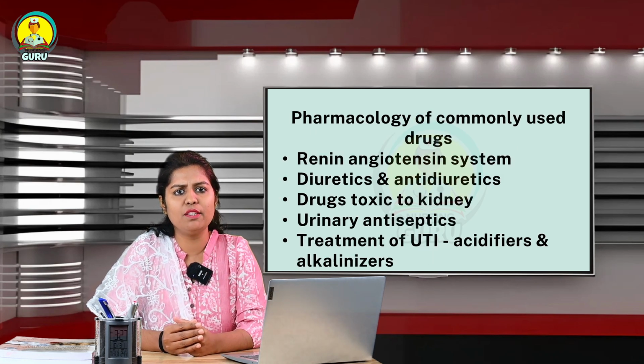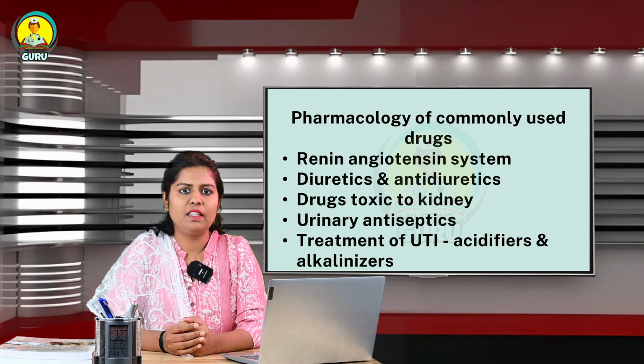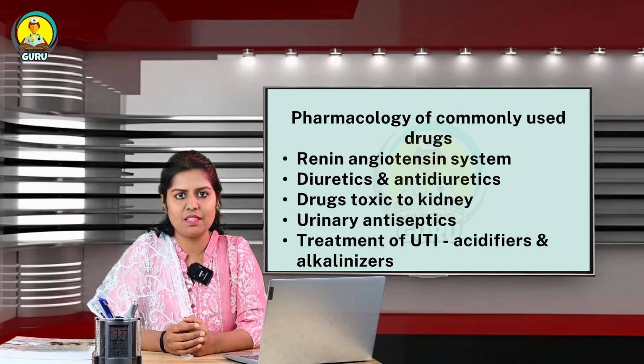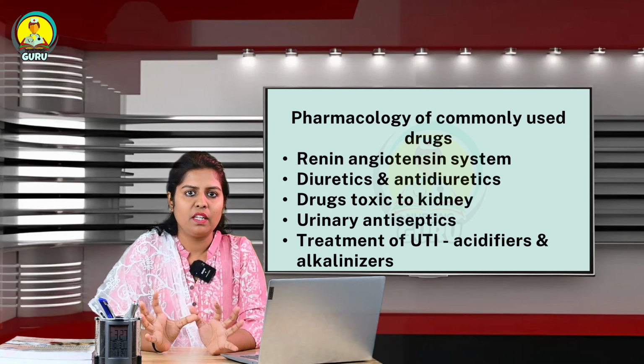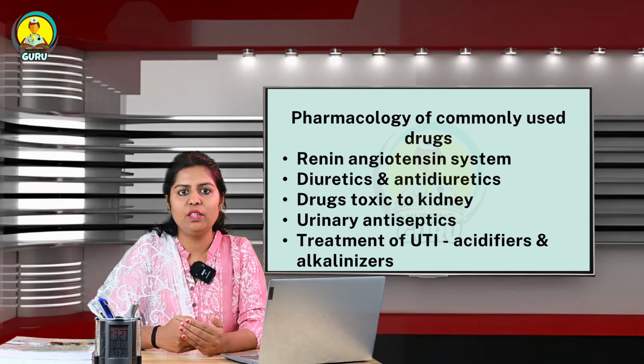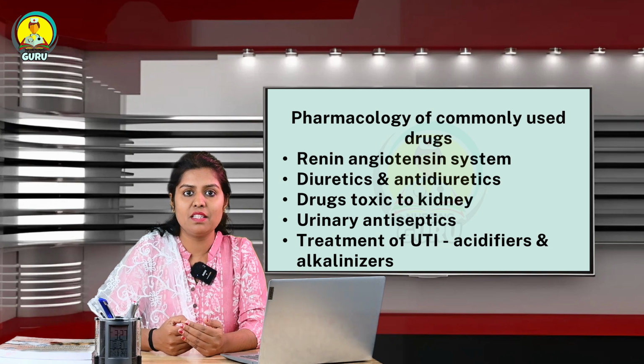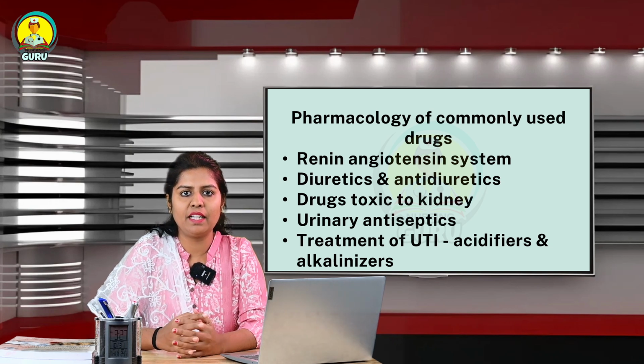Next unit 2, drugs used on urinary system. Pharmacology of commonly used drugs, that is under that renin-angiotensin system. So in the renin-angiotensin system you need to draw the RAS system diagram, then under that you need to explain what is RAS system. Then diuretics and antidiuretics, these are also very important questions. Every year they will ask this.